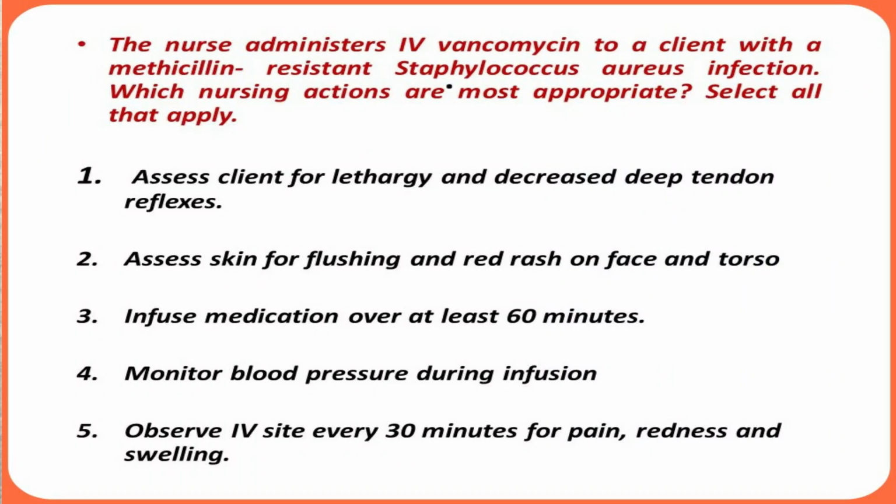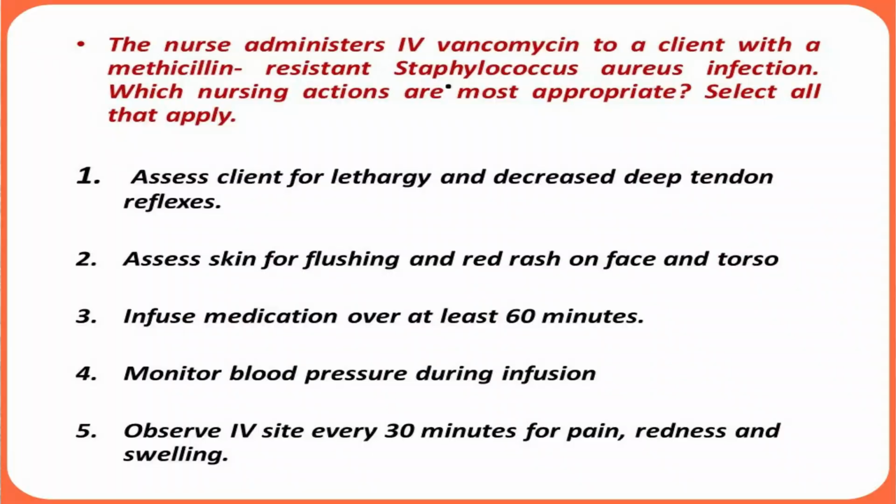We have 5 options. The first one is assess client for lethargy and decreased deep tendon reflexes. While reading these options, you might be getting some ideas about in which conditions there will be decreased deep tendon reflexes. So while reading each option, we should think about what is connected to that particular point.